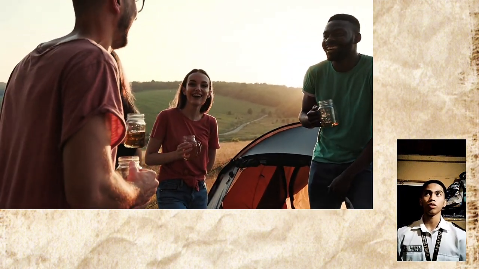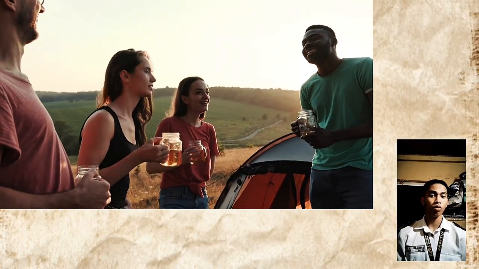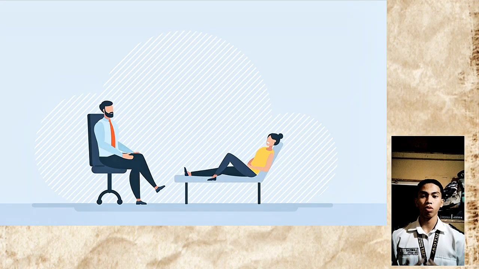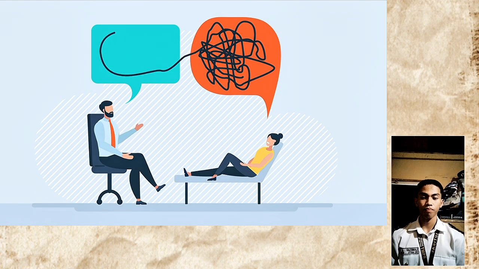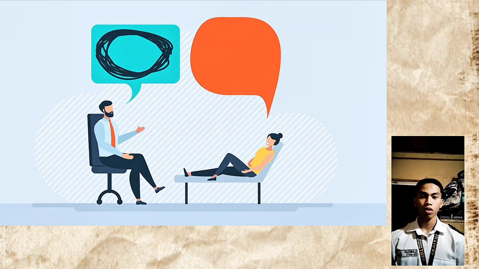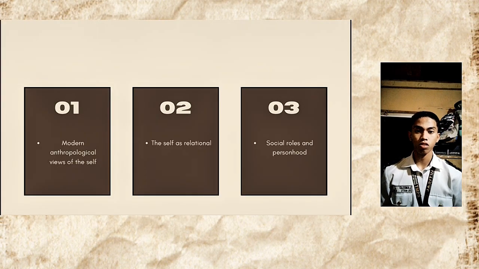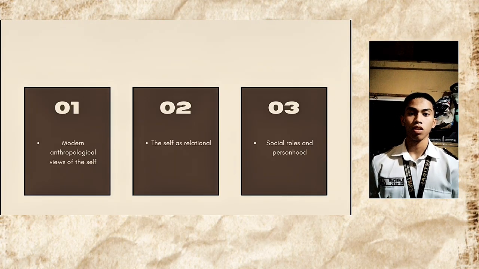For example, I behave differently at home, at school, and with my friends. So, these situations and relationships affect how I talk, act, and make decisions. This shows that our sense of self is connected to the people around us, not formed alone.